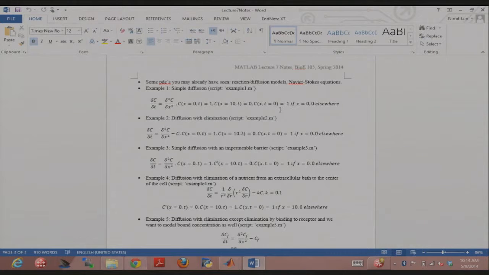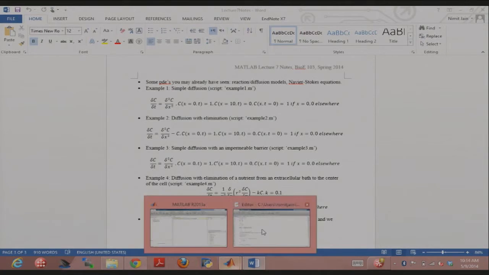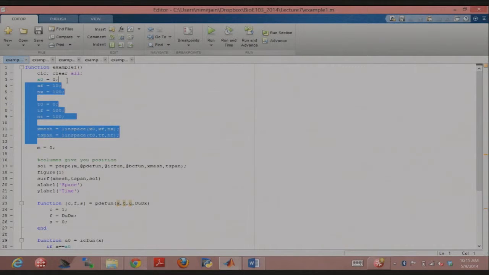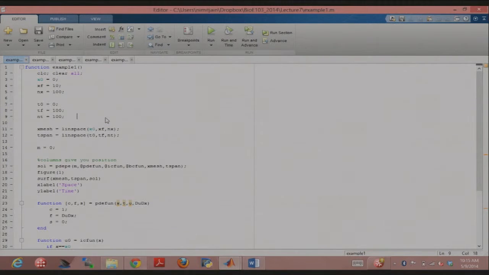The geometry of this is just linear. It's not spherical, it's not cylindrical. So we're going to try and put this in pdepe format, and let's look at that. I'm going to first specify xmesh and tspan, which are my vectors for the spatial coordinate and time. I just use linspace to do that. It's convenient in this case.